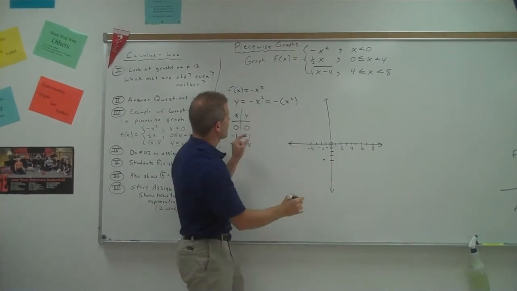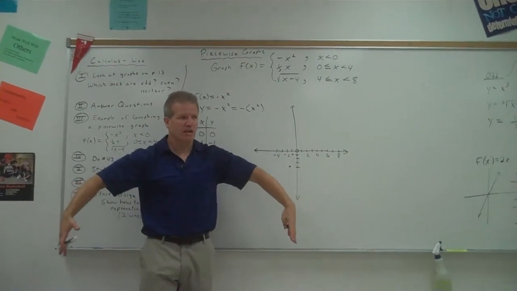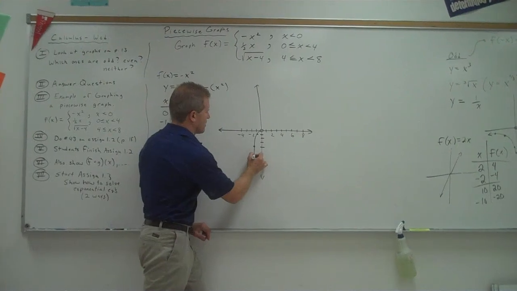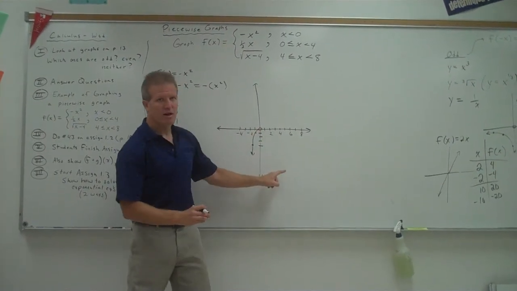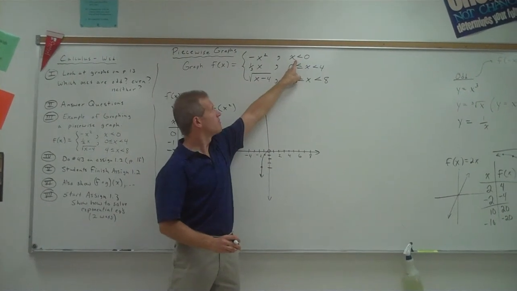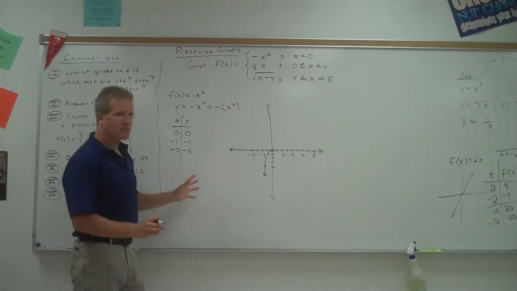And hopefully you know that negative x squared is a parabola that opens down. So you're going to have something like this. I'm not going to draw the right half of the parabola because my domain says x has to be less than 0. So that's the first piece of the graph.